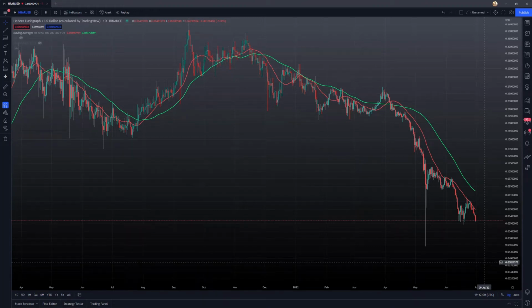Today I'm going to be providing a market analysis for Hedera Hashgraph and going over some very key levels of support and resistance to watch out for.